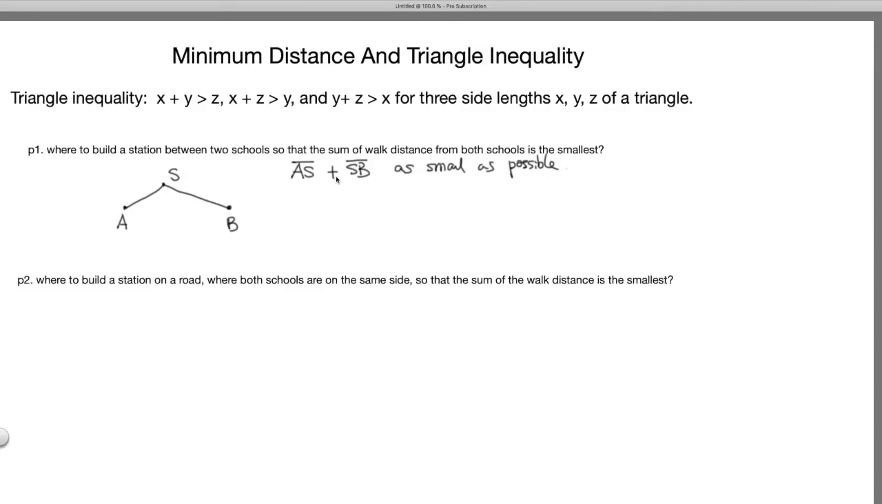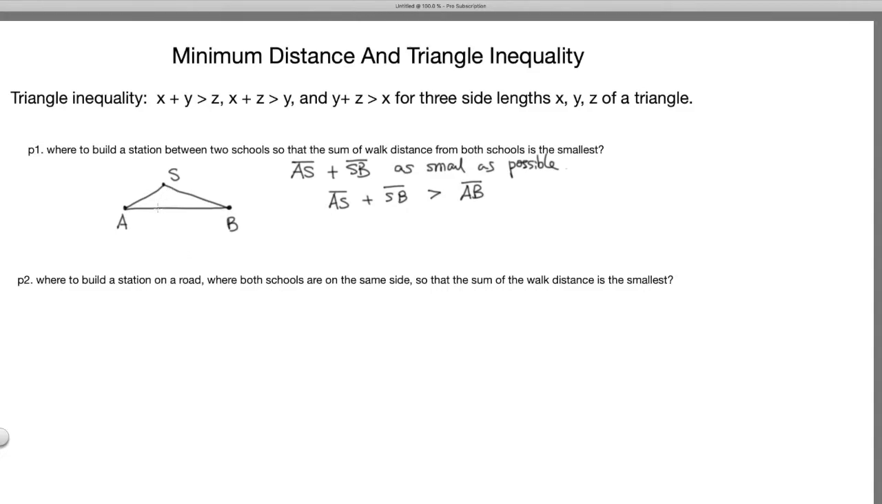From the triangle inequality, we know that AS plus SB is going to be bigger than AB, if we view this as a triangle ABS. AS plus SB is going to be bigger than AB due to the triangle inequality, right? The two side length sum is going to be bigger than the third length.